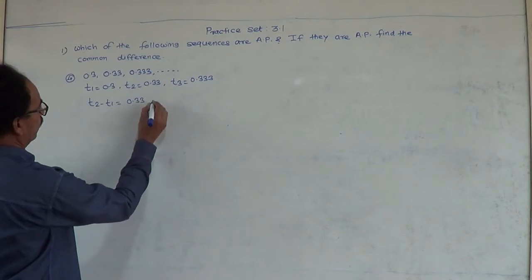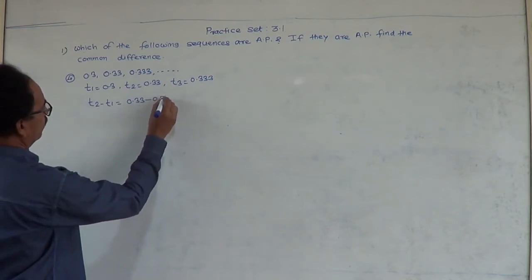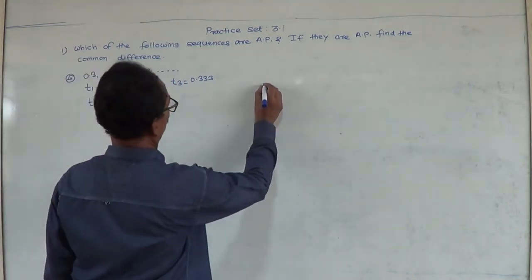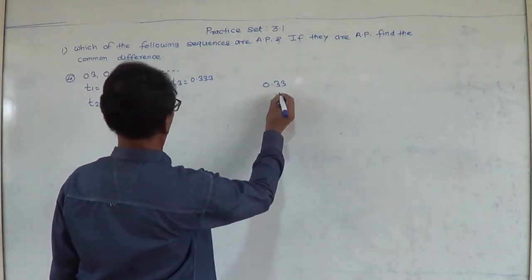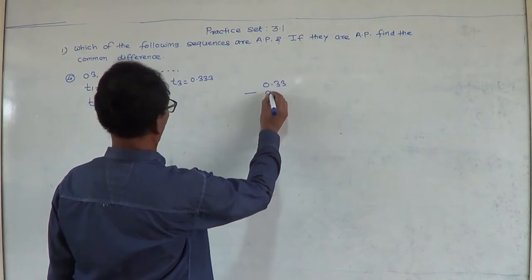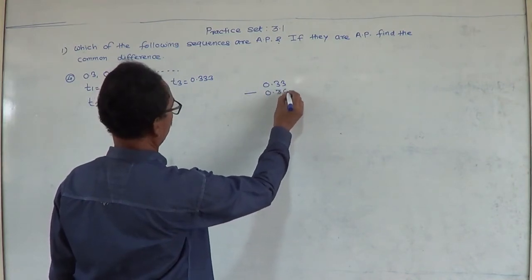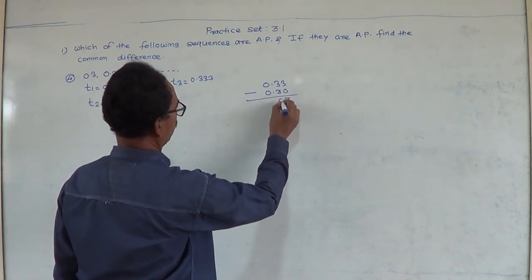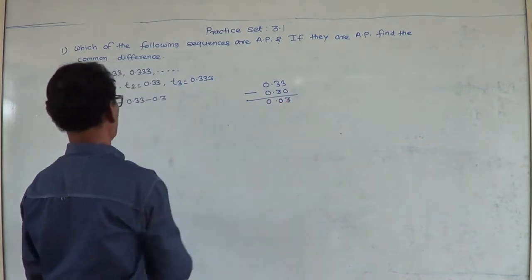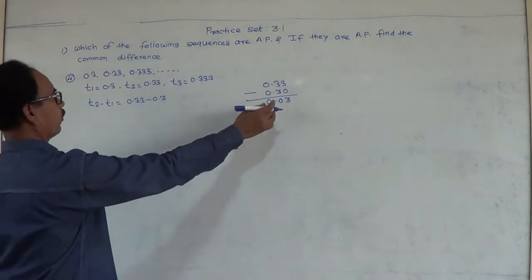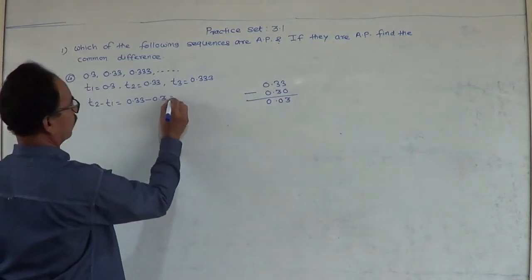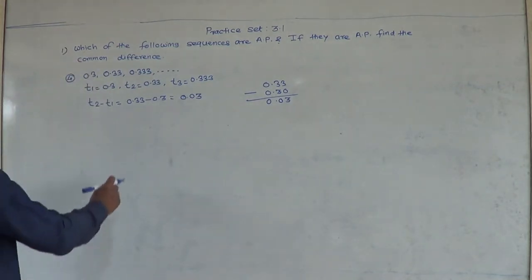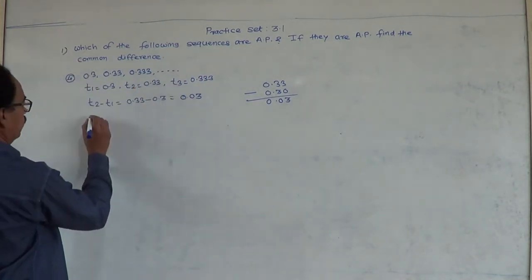So T2 minus T1 will be equal to 0.33 minus 0.3. Here 3 minus 0, that is 3, 3 minus 3 is 0. So we will get the answer 0.03.